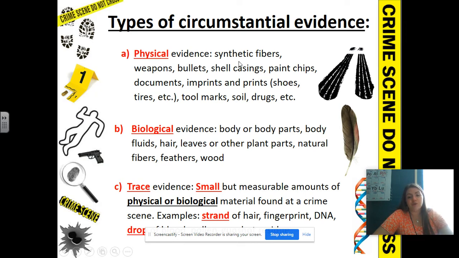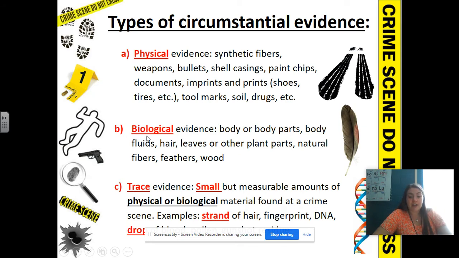It's physical. So synthetic fibers, weapons, bullets, shell casings, paint, paint chips. So imprints, shoe prints, tool markings, soil, drugs or chemical powders, stuff like that. All of those are not from a living source. So those are physical pieces of evidence.